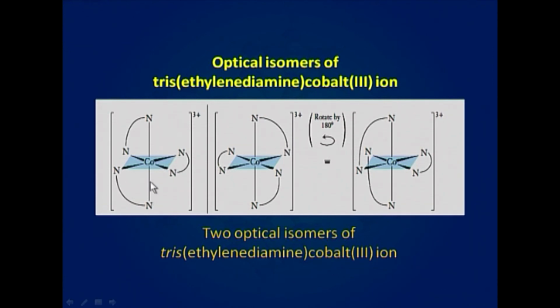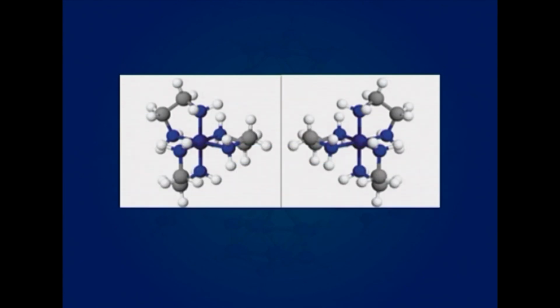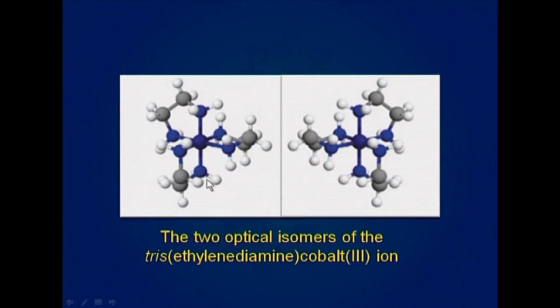Here is the original molecule and this is the mirror image. If you rotate the mirror image of this complex by 180 degrees, you will get this type of figure. This is not superimposable on the original image. Hence, this type of complex is always optically active. Here you can see the stereo view of the two optical isomers of tris(ethylenediamine)cobalt(III) ion.